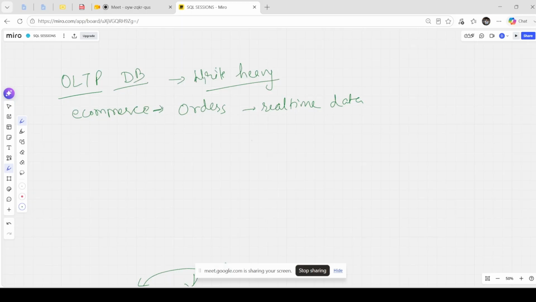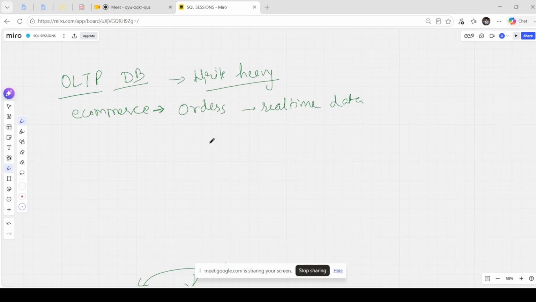But then let's think about it. Can we do some analytics on real-time data? Usually we need some historical data, from the past 2 months, 3 months, or 1 month, to actually do some analytics. As a data engineer, my work is to give a platform to my business team so they can run their queries and analytics there.